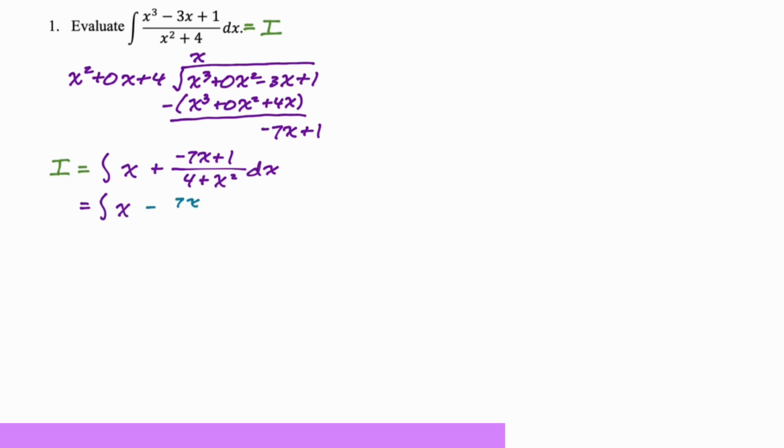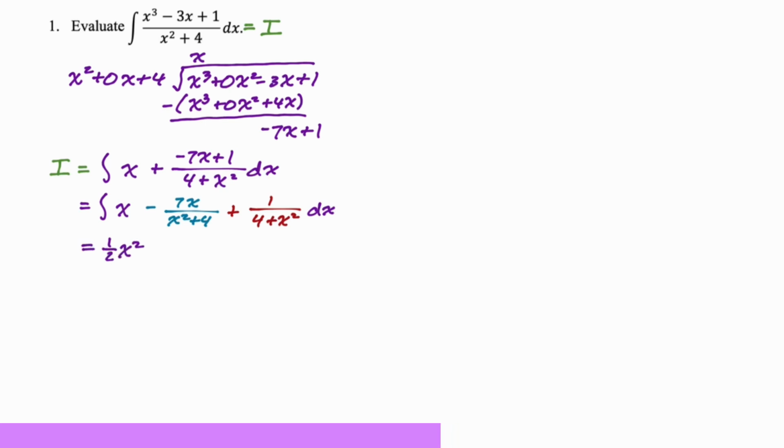So we just have x. We have minus 7x over x squared plus 4. That's going to be a natural log, I think. And then 1 over 4 plus x squared, I think that's going to be an arctan. So let's actually do some integrating. The integral of x is 1/2 x squared.